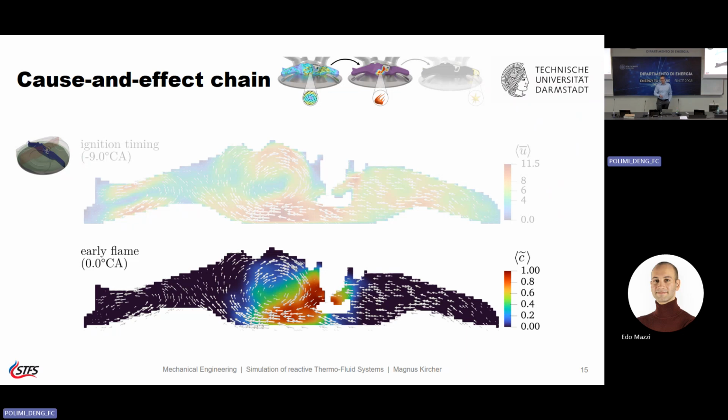If I now overlay this flame probability at an early flame phase, so at top dead center, with the velocity vectors at the spark timing, we see that the flow, so the tumble, pushes the early flame down towards the piston. So there is a clear interaction between the flow and the flame.